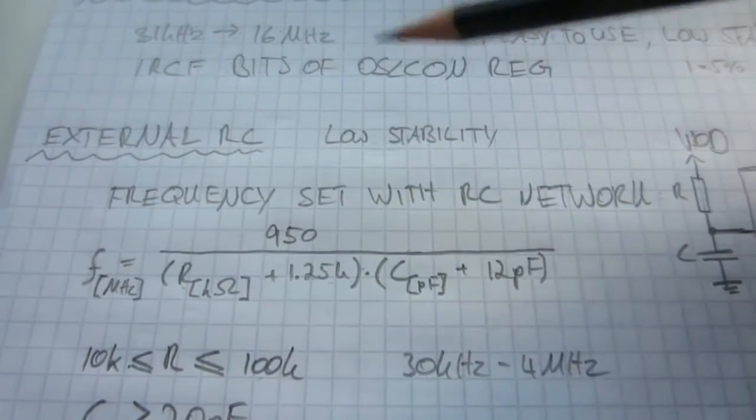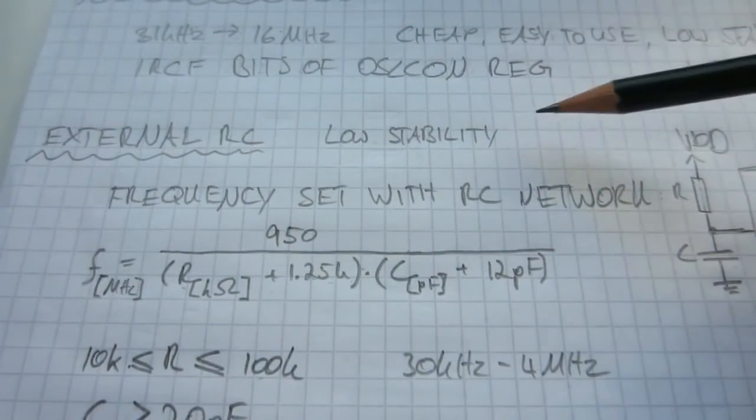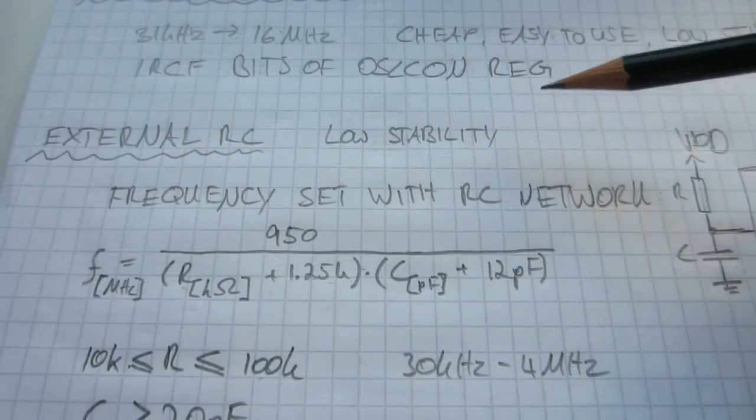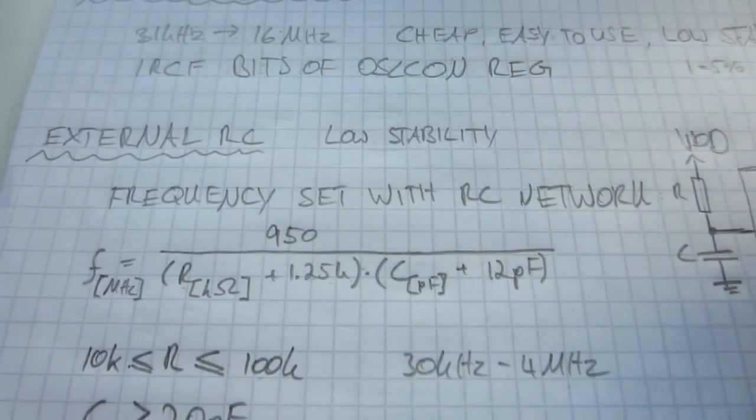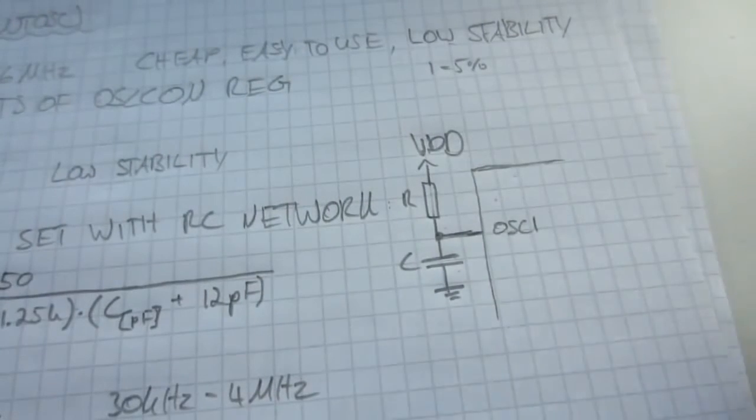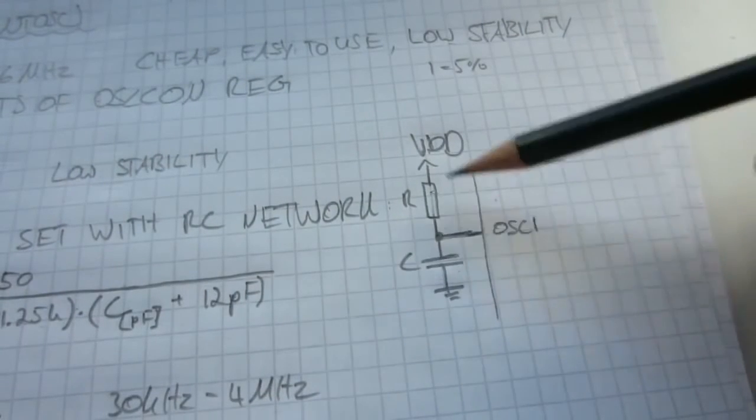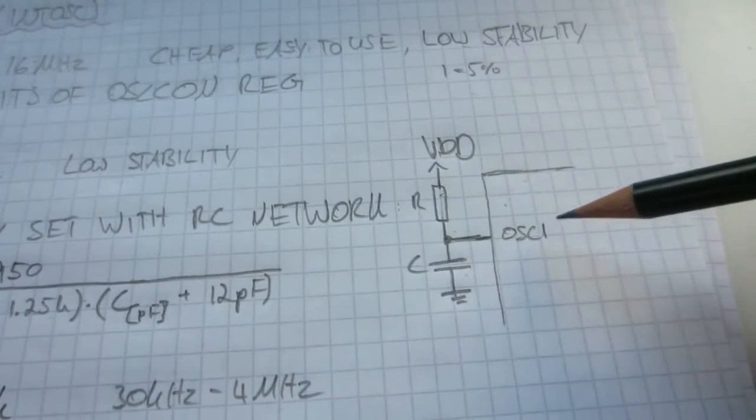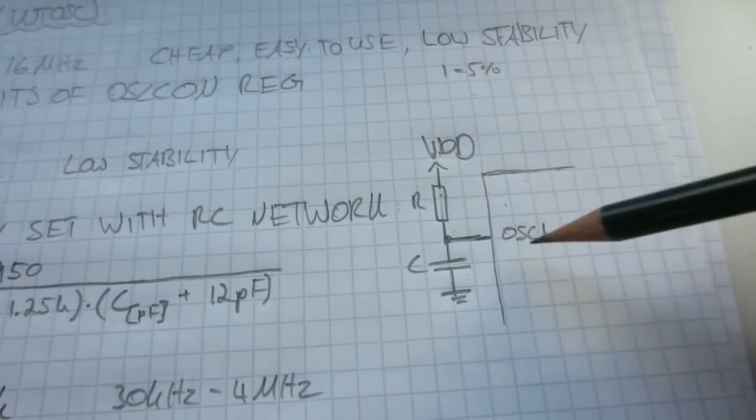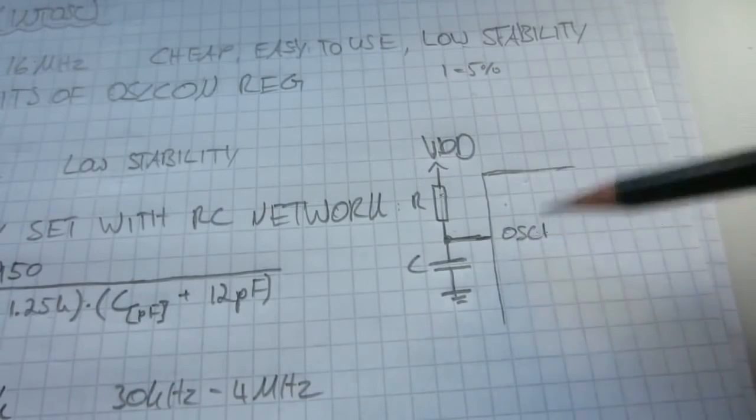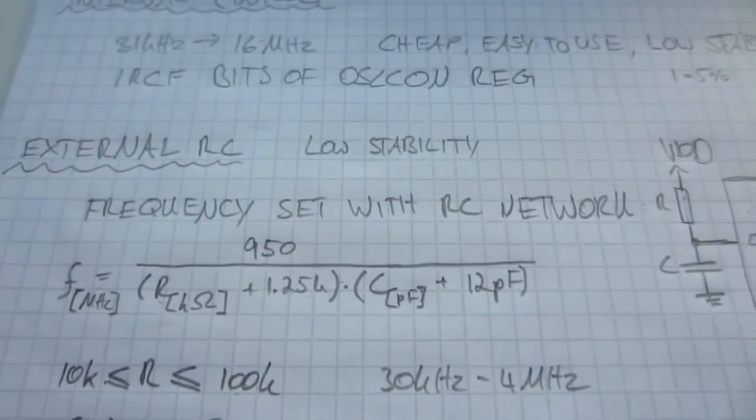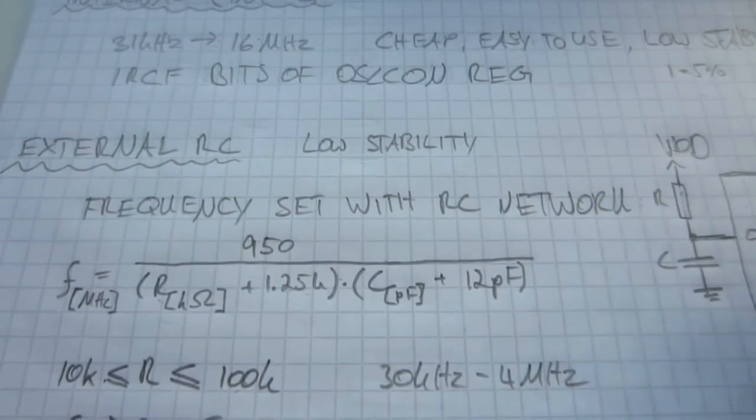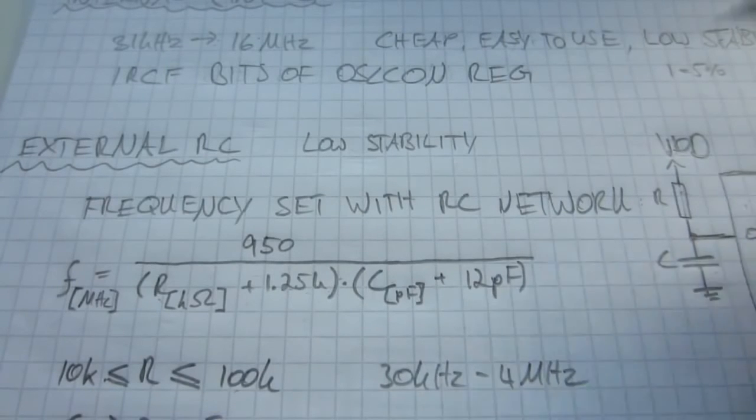Now, another option that offers more frequency flexibility is the external RC oscillator. And you can see it's just a resistor and a capacitor, an RC network here, connected to the OSC1 pin of the microcontroller. As you can see, it's only a resistor and capacitor setting the frequency of oscillation. It's basically a time constant setting the frequency of oscillation.